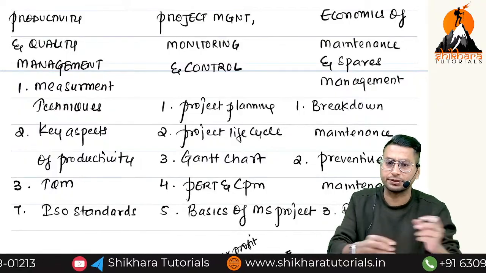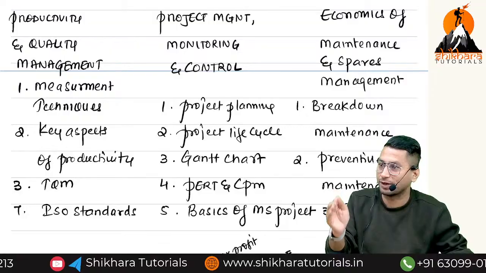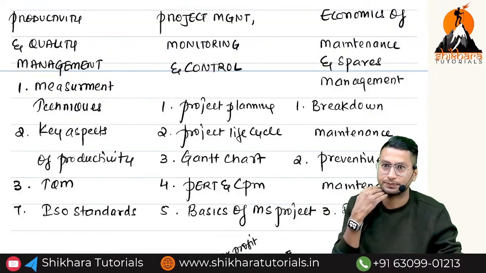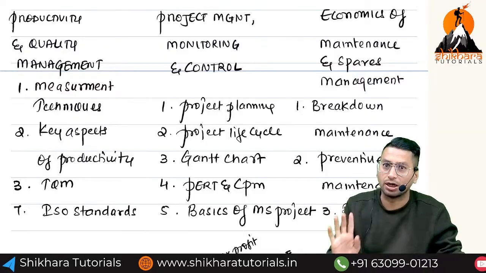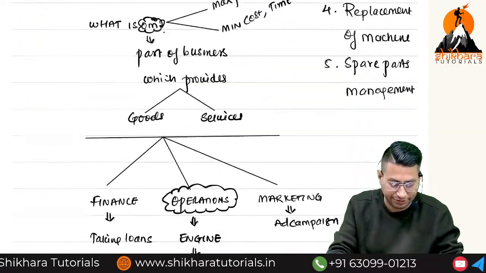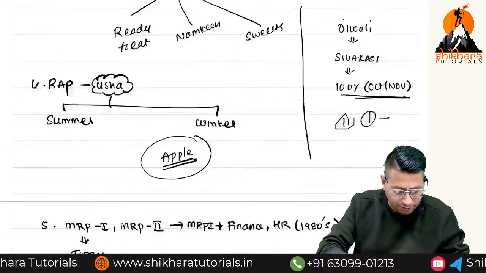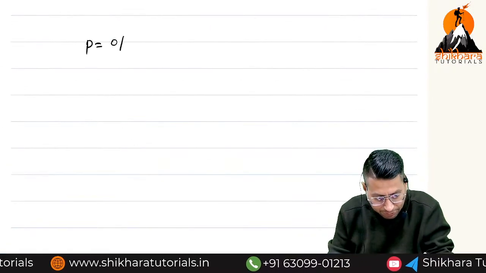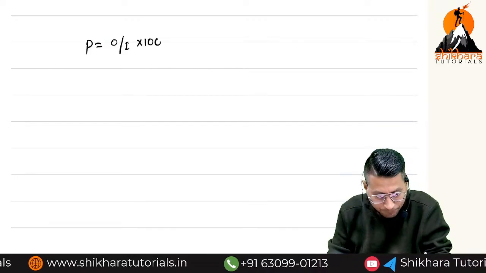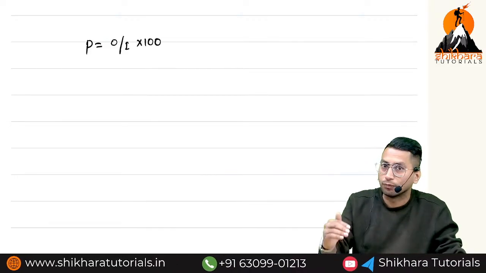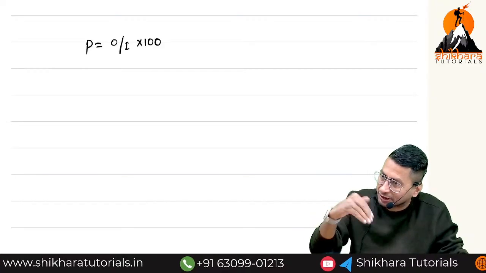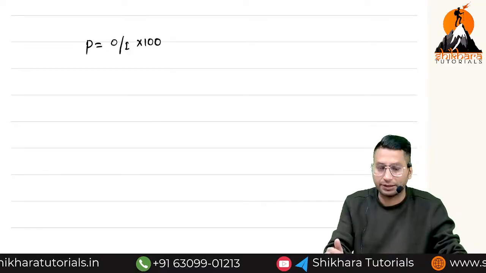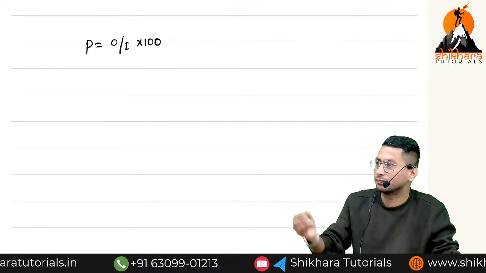What is productivity? It's a measure of output using how many inputs. I repeat, it's a measure of what? Output. Now let us take an example. Let us say this is the formula for productivity. Productivity is nothing but output divided by input. If you finish more work in less time, then you are considered as what? Productive.